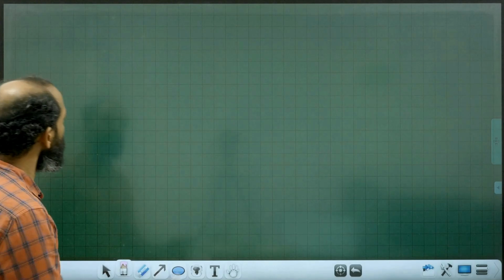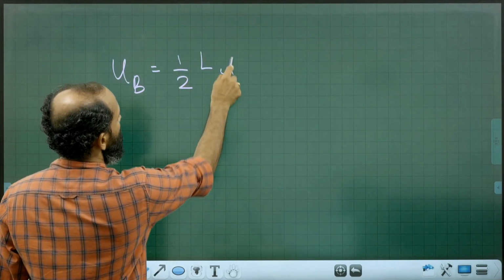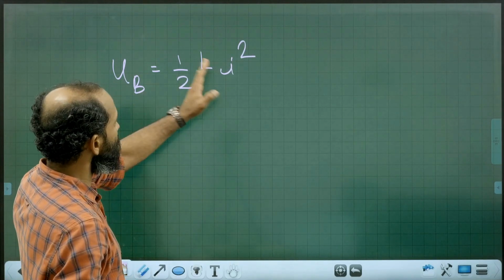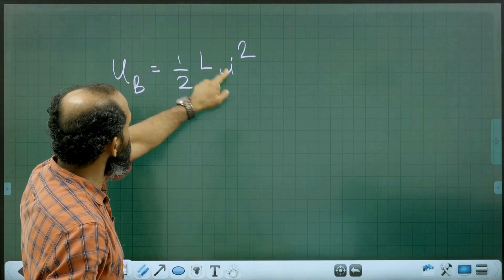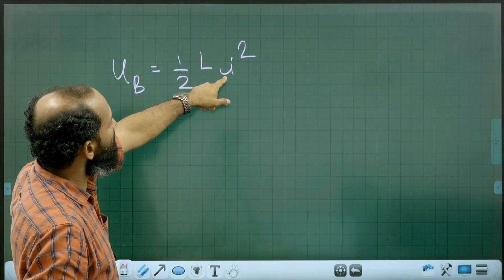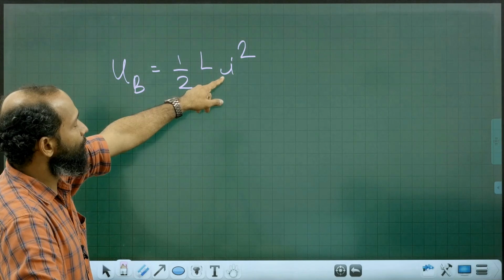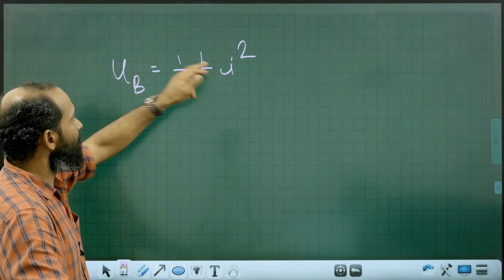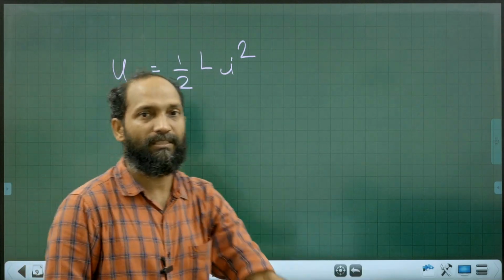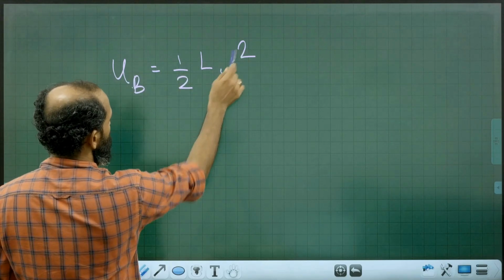Now energy in an inductor is given by magnetic energy, which is half L I square, the formula for magnetic energy, proportional to I square. When I is doubled, energy becomes 4 times. I increased by 10%, energy increased by 21%. I increased by 20%, energy 44; 30, 69; 40, 96; 50, 125, like that. There is a shortcut that we have already discussed. You can try it later. U is proportional to I square, U is proportional to L.